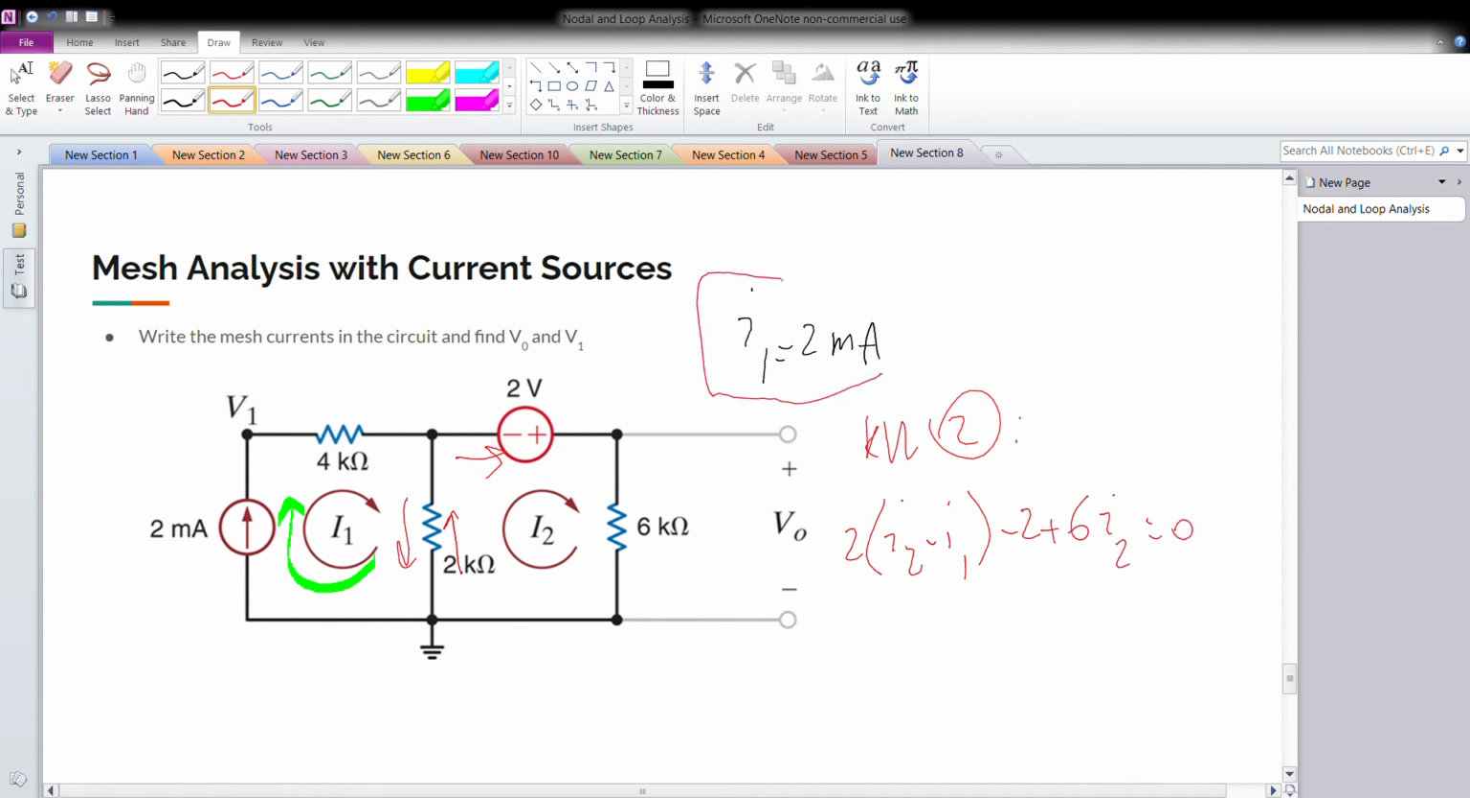But in this case, I know what I1 is, so I can just plug it in here. Once I plug that in, my only unknown would basically be I2. So I would just solve for I2, right? So it's 2 milliamps, right? So it's going to be 2 I2 minus basically 4 milliamps, if I plug that in there, minus 2 plus 6 I2 equals 0.